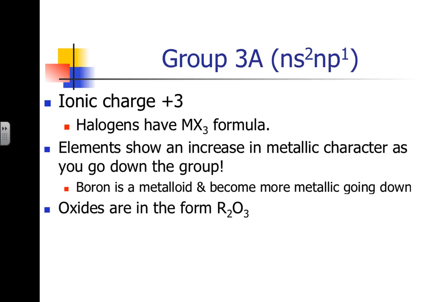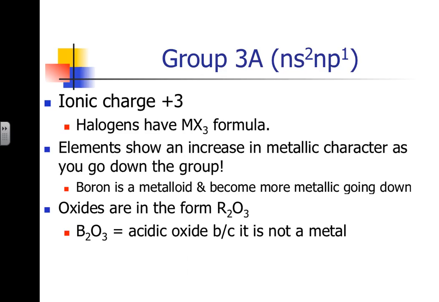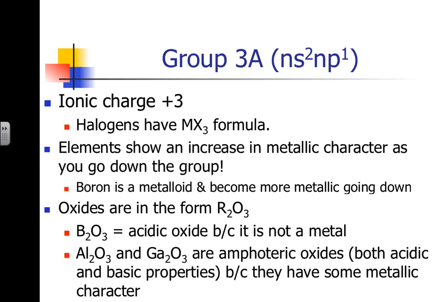Oxides will form an R2O3. This is a good indication of what you could see, like B2O3. Acidic oxide, because it's not a metal. But if you have the aluminum oxide or the gallium oxides, these are amphoteric. While they do have some metallic character, they are still kind of on this close line here. So again, you see this trend of acidic to amphoteric, and then eventually we'll have the basic come about too.